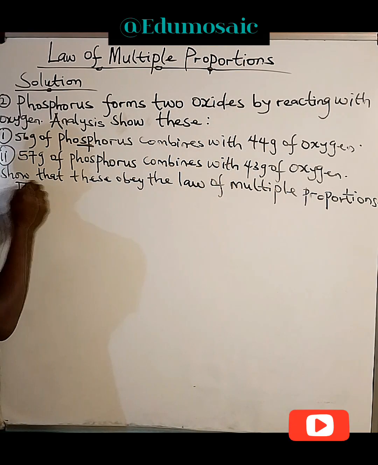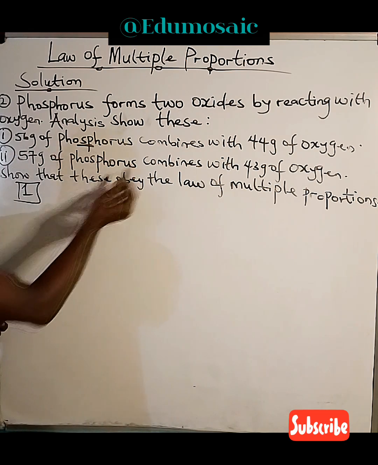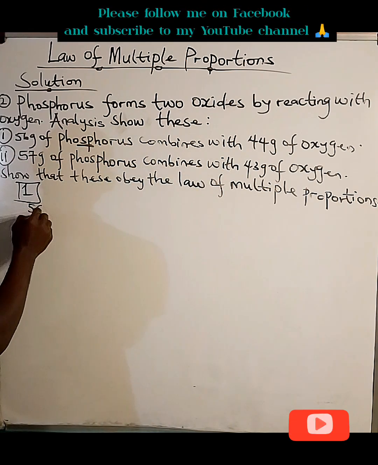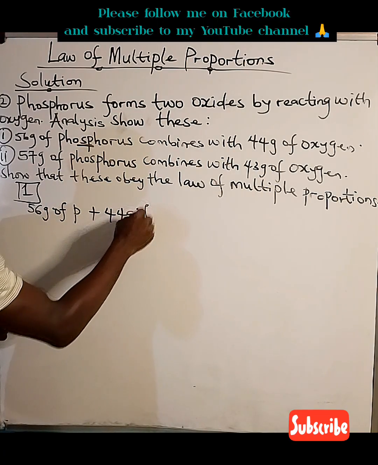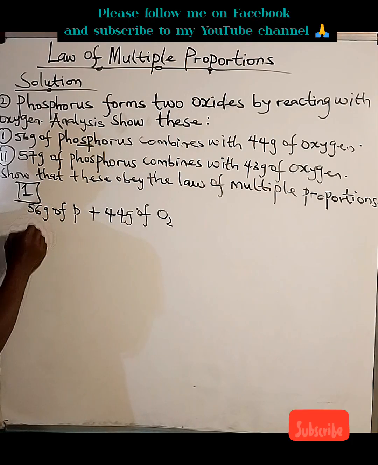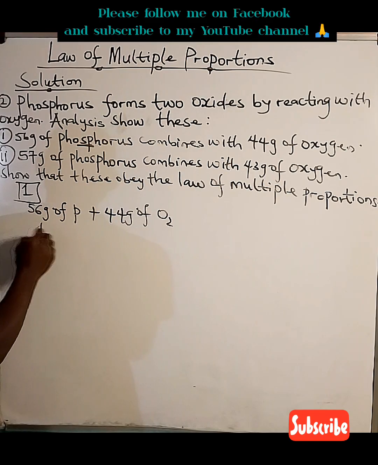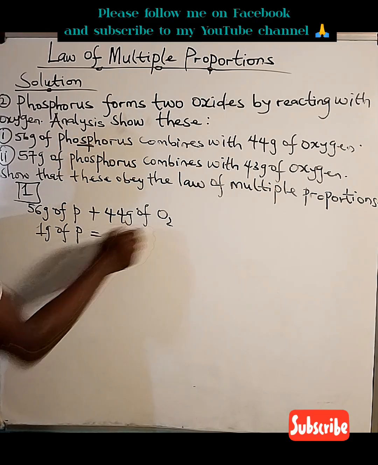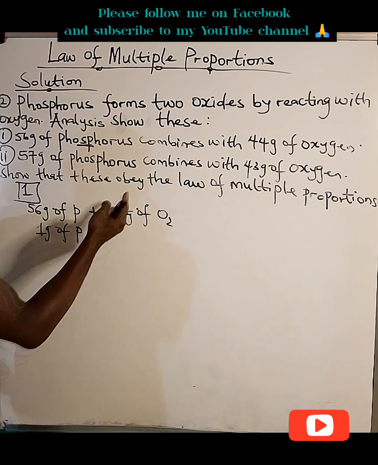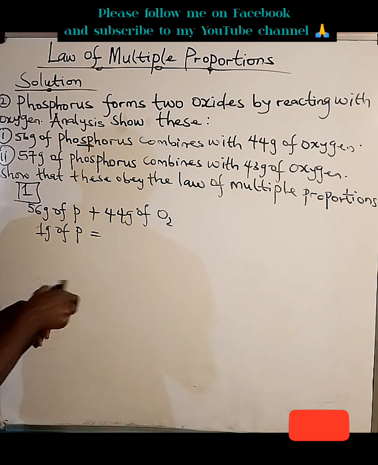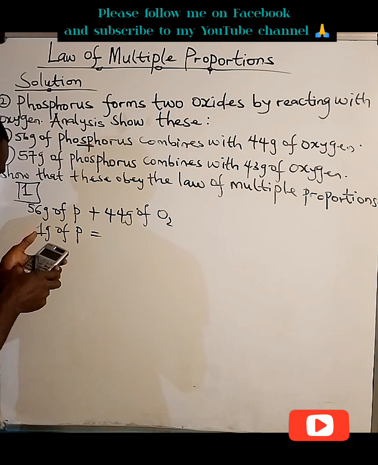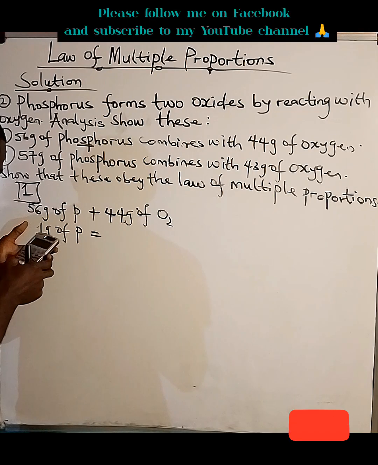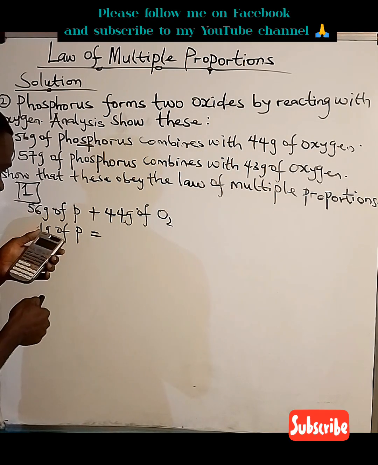This is the first analysis. If 56 gram of phosphorus combines with 44 gram of oxygen, then how much oxygen will 1 gram of phosphorus combine with? That will be x gram of oxygen. We cross multiply, so you're going to end up having this. Let's use our calculator to solve this. That would be 44 divided by 56. 44 divided by 56 will give us 0.7857.